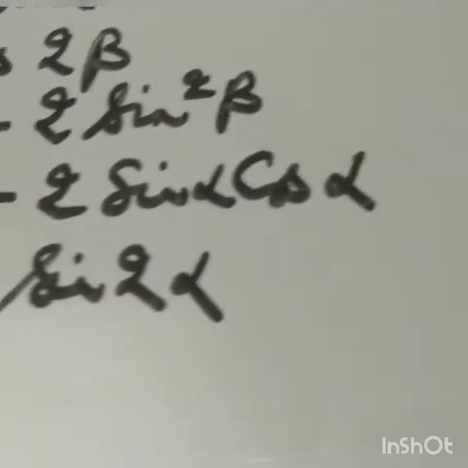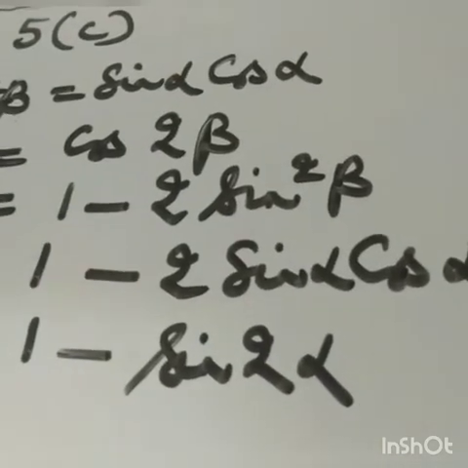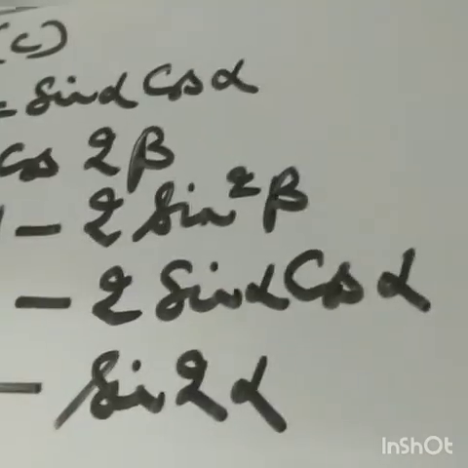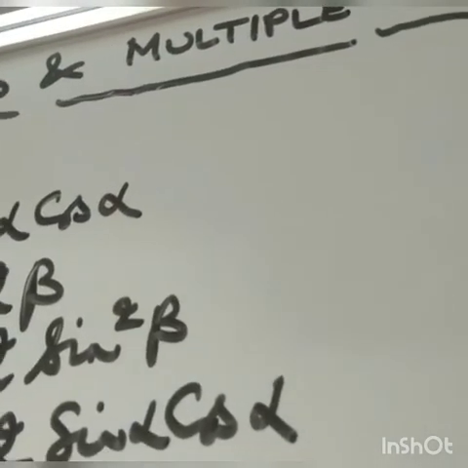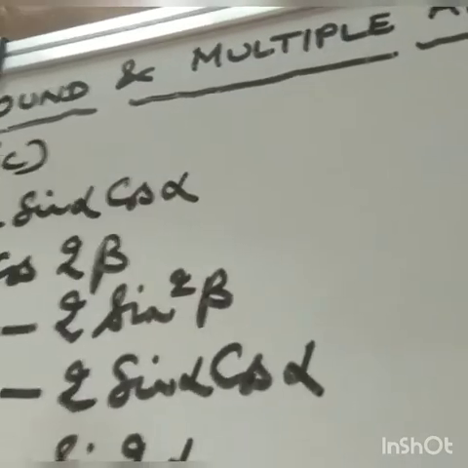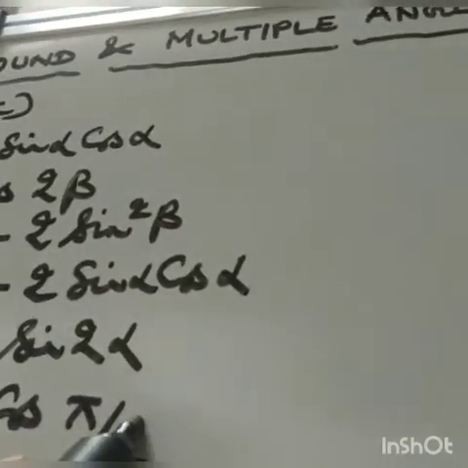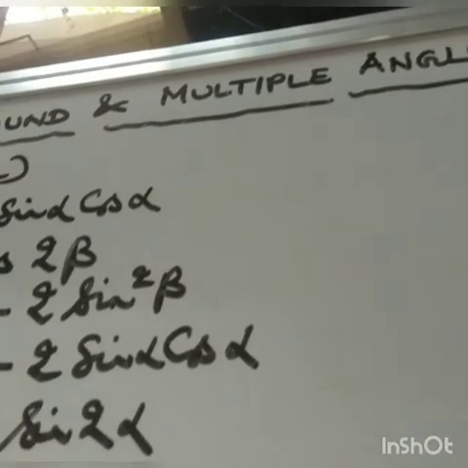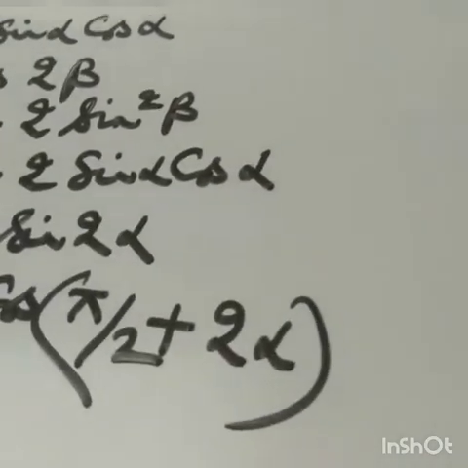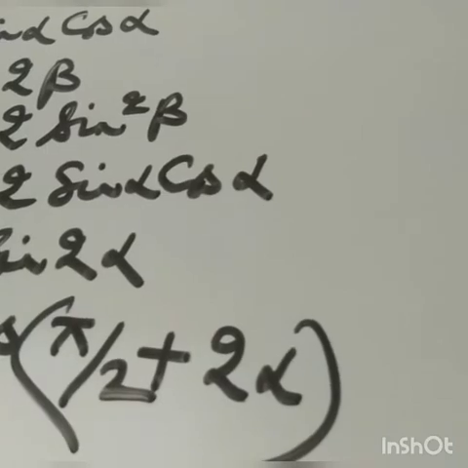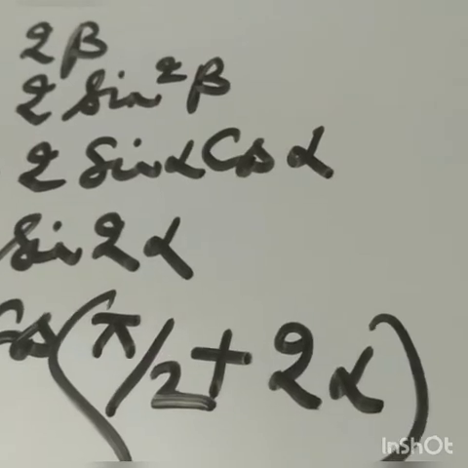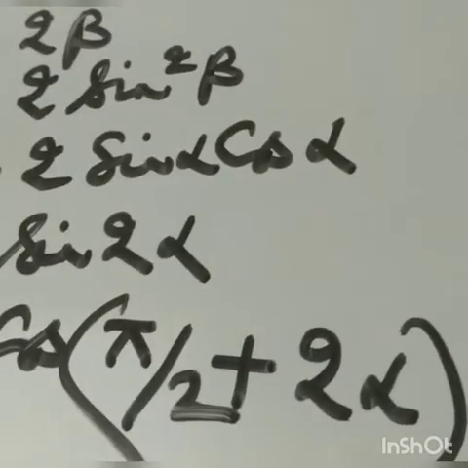Now, since the right hand side required for the question is in cos, we will try to somehow convert sine 2 alpha into cos. So, what will we do? We will write 1 plus cos (pi by 2 plus 2 alpha), because you have to remember the conversion formula. Cos (90 plus 2 alpha) is minus sine 2 alpha. Hence, because in the second quadrant cos is negative, you are going to get minus sine 2 alpha.